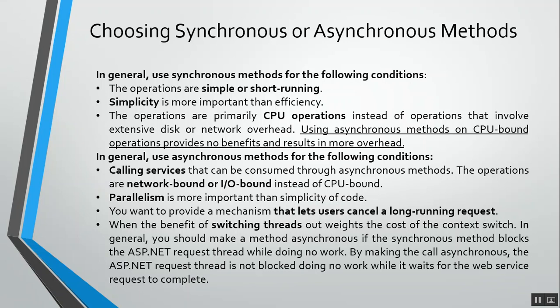Asynchronous methods are preferred when our processes are network bound, or sorry, IO bound, meaning we are fetching data from remote machines, or some heavy disk operations are required to read data from a file or write data to a file. Parallelism is more important than simplicity of code because it will reduce execution time. You may also want to provide a mechanism so that if an operation is taking too long, the user can cancel it. At that time also you should prefer an asynchronous method. The last point is switching between threads.